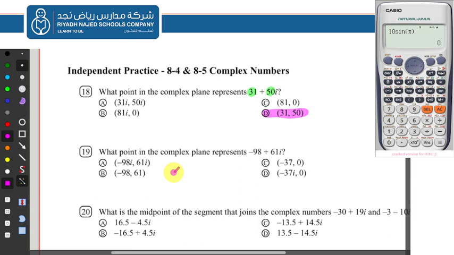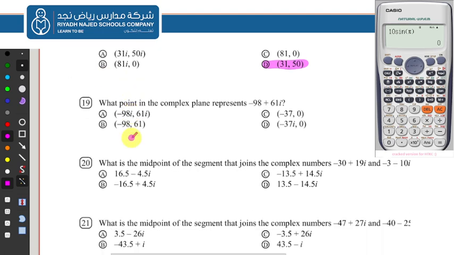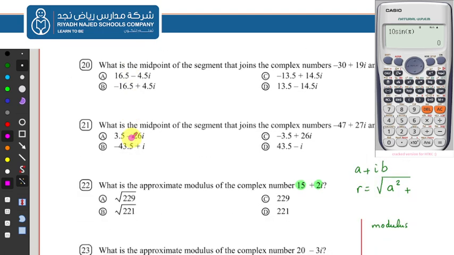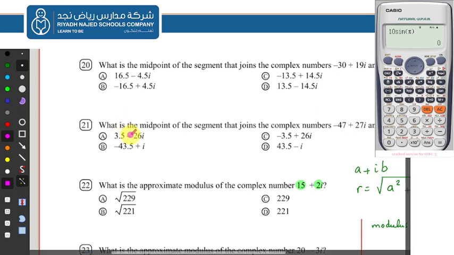Okay, next. Question 19, you can find the correct answer now. You will have a complex number, negative 98 plus 61i, and you can guess which point represents this complex number. Question 20. Of course, at any point you can pause the video and practice or review or just take a break. So we will continue with question 20 now.